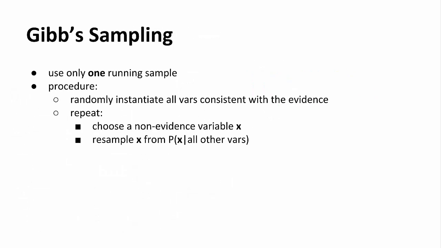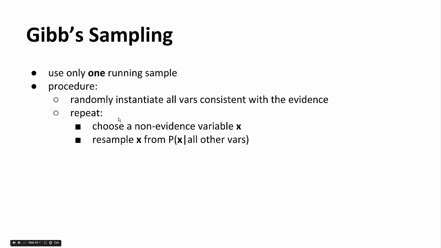Our final sampling algorithm is called Gibbs sampling. Gibbs sampling is quite a bit different than the other ones. For Gibbs sampling, you're only working with one running sample, and in every iteration to generate a new sample, you'll tweak the sample that you already have a little bit, and that'll give you your new sample. So it's a little bit weird. But the procedure is as follows.